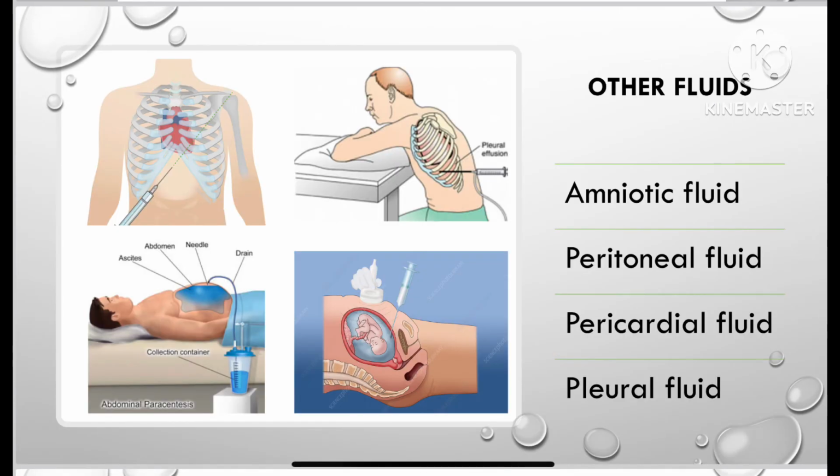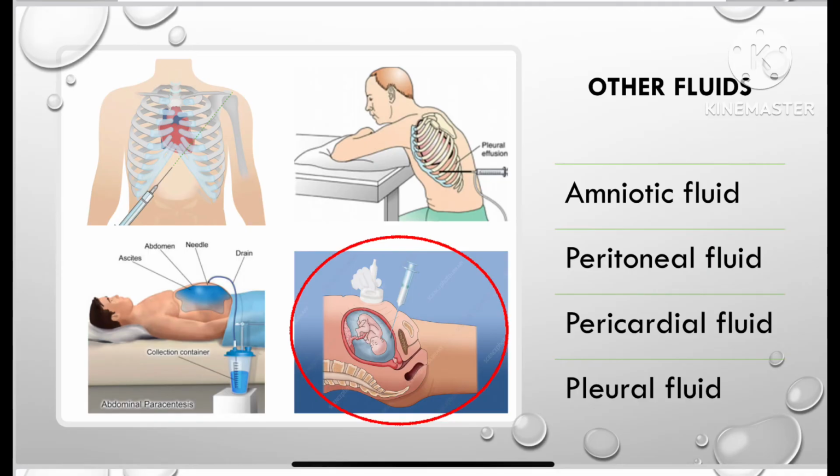Another important fluids that we receive in the laboratory are the amniotic fluid, the peritoneal fluid, the pericardial fluid, and the pleural fluid. Amniotic fluid is a clear to slightly yellow liquid that cushions the fetus within the amniotic sac. The developing fetus floats in the amniotic fluid for the entire duration of a pregnancy.